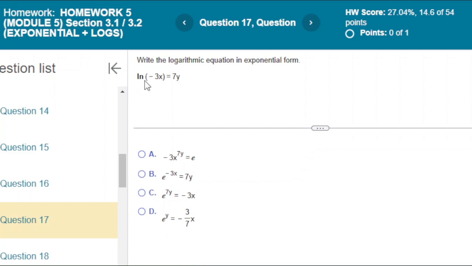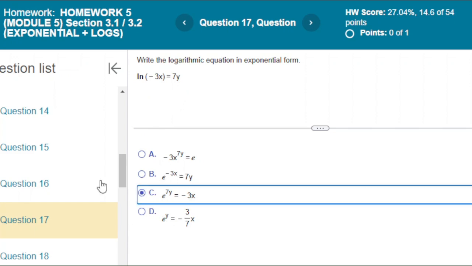Here we have, again, the invisible e here. ln means log base e. This is e to the 7y power equals negative 3x. Okay, so before you start looking at the answers down here, just look up here. We want to rewrite this logarithmic equation in exponential form. So what this means is e to the 7y is equal to negative 3x. So let's see, which one do we get here? That's this one.